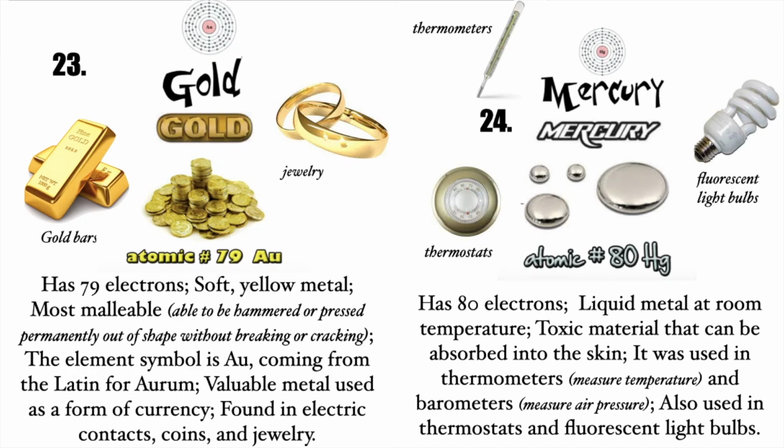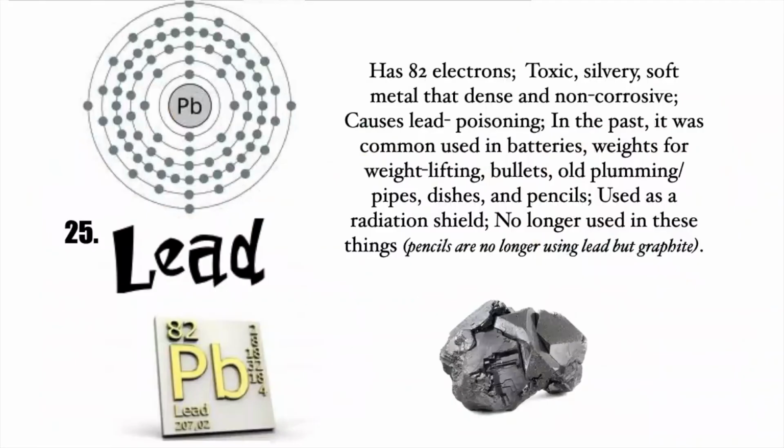Then we have mercury, which is a liquid at room temperature. It's a liquid metal. In the past, it was used in thermometers, thermostats, barometers, but now we try and move away from that because we know it can be easily absorbed into the skin. It's very, very toxic, and it has also been used in fluorescent light bulbs.